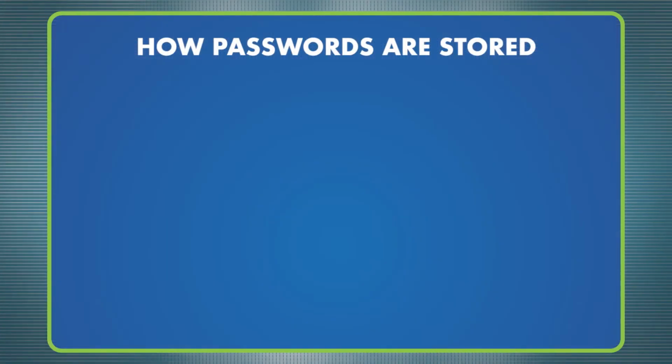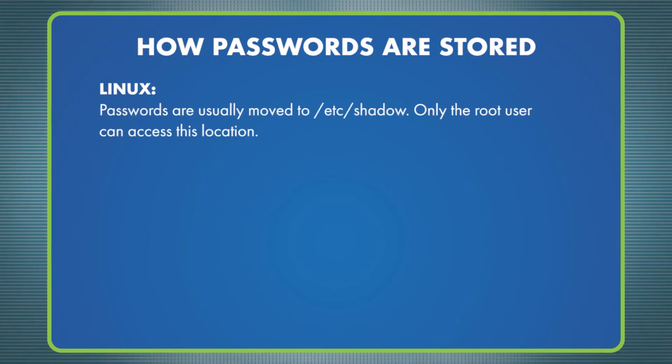Passwords are normally stored as follows. On Linux, hashed passwords and the other details of user accounts are stored by default in a file which is accessible by anyone, so passwords are usually moved to /etc/shadow. Only the root user can access this location.